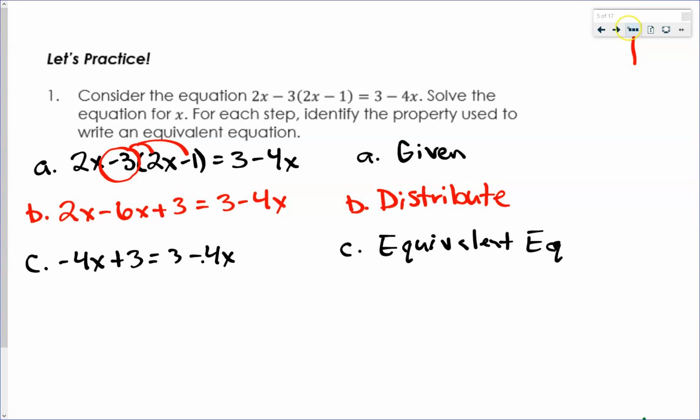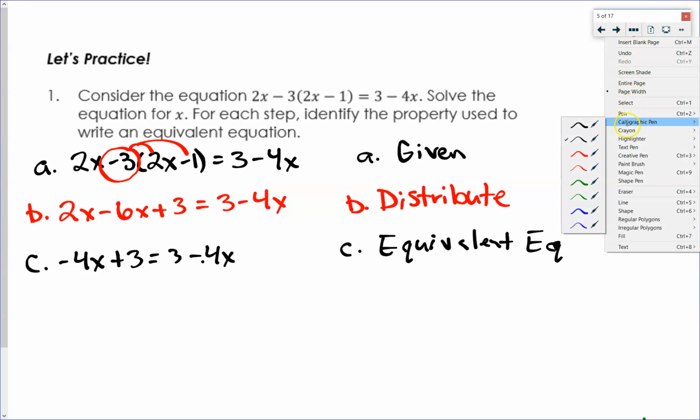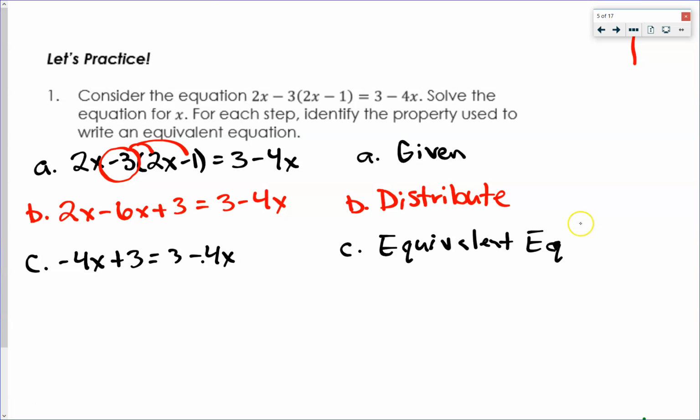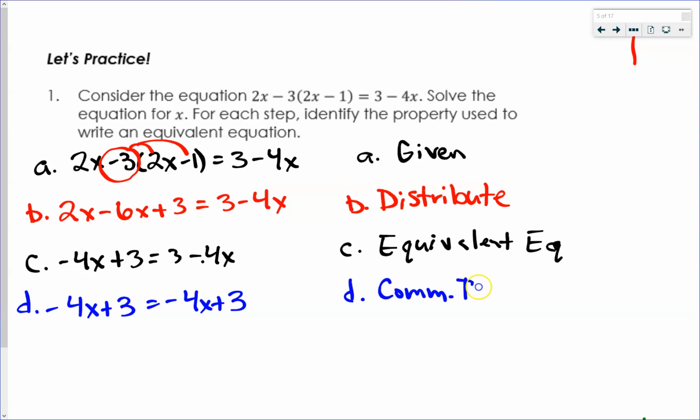Equivalent equation. All right, I'm going to go ahead and rearrange the second equation so it's in the same order as my first one, so an x and then the number. So I'm going to keep this -4x plus 3. I'm going to rearrange this. So -4x is going to be first and then plus 3. So what I did was I changed the order. So this is the commutative property.